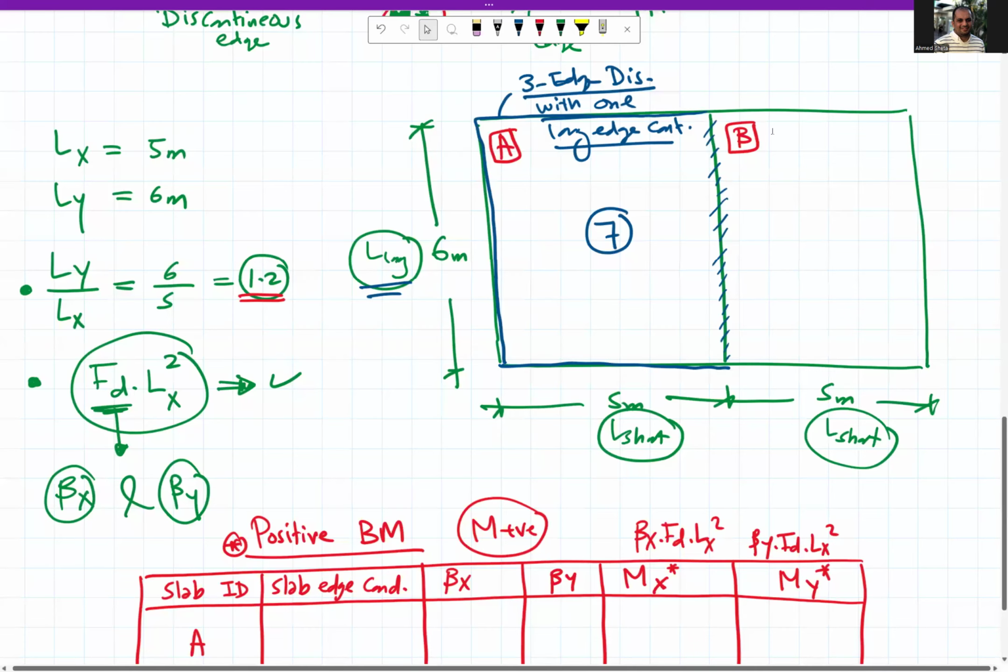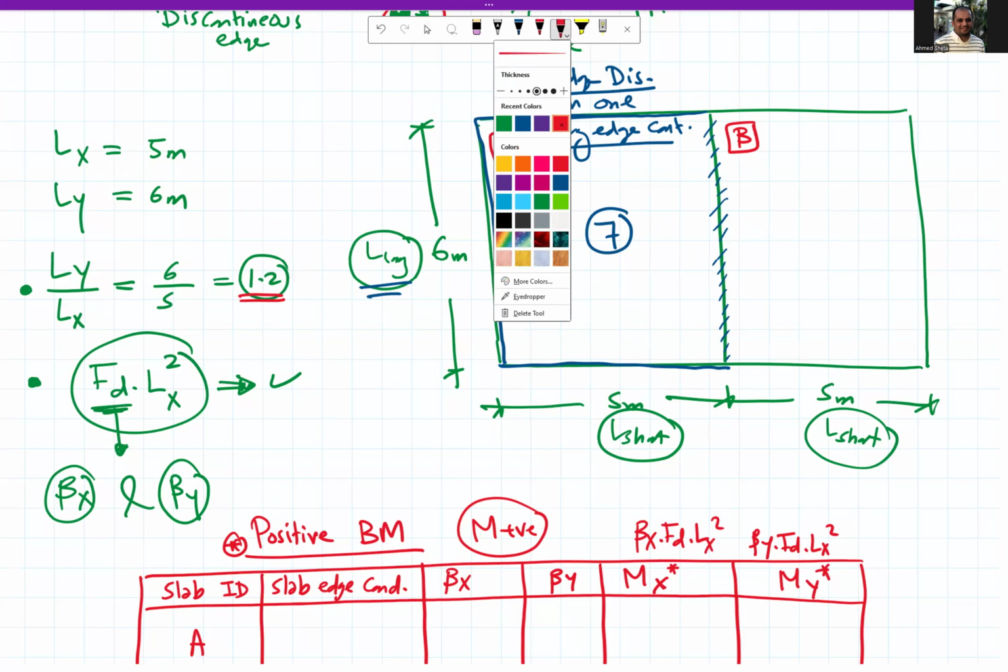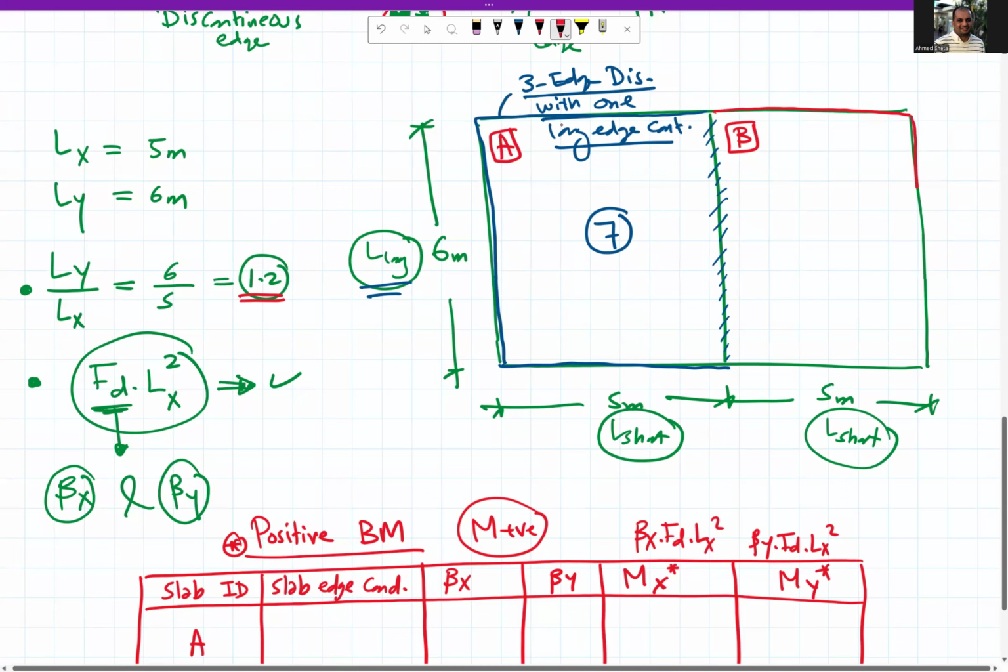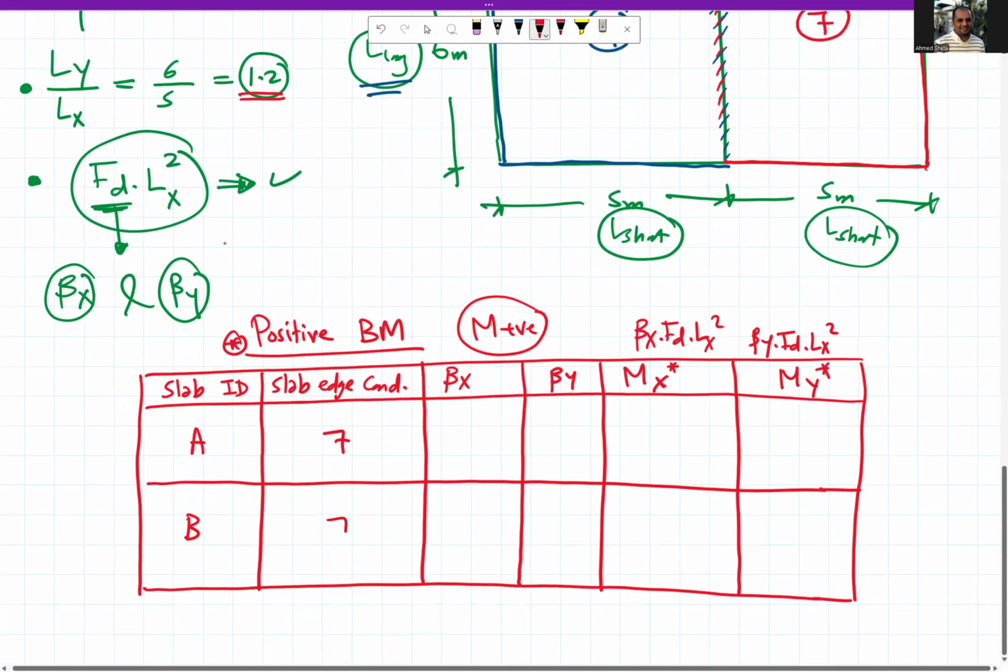So what you should do if you have many slabs is give them IDs, then the edge condition based on the table will be number 7. If we look at the other slab, also three edges discontinuous, and this edge is continuous. So it's the same, three edges discontinuous with one long edge continuous. So this one will also be 7. Both of them have the same slab edge condition, 7 and 7.